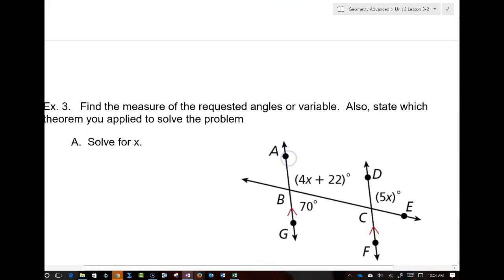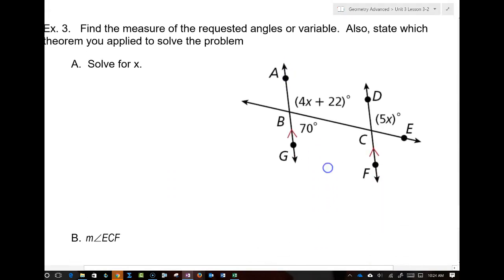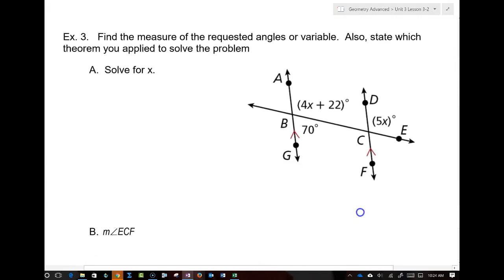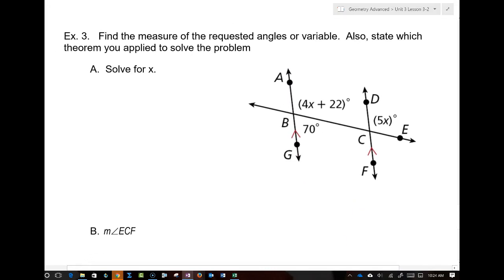All right, last question. It says, find the measure of the requested angles or variables. Also state which theorem you applied to solve the problem.